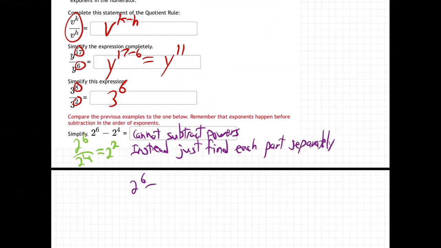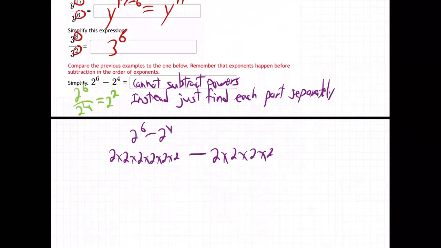Well, for 2 to the 6th minus 2 to the 4th, just use your calculator: 2 times 2 times 2 times 2 times 2 times 2 minus 2 times 2 times 2 times 2, right? 6 2s minus 4 2s. If you use your calculator, this one will come out 64. This one will come out 16. And then if you subtract them, I don't know, what's that? It's 48. Yeah, and there's your answer.